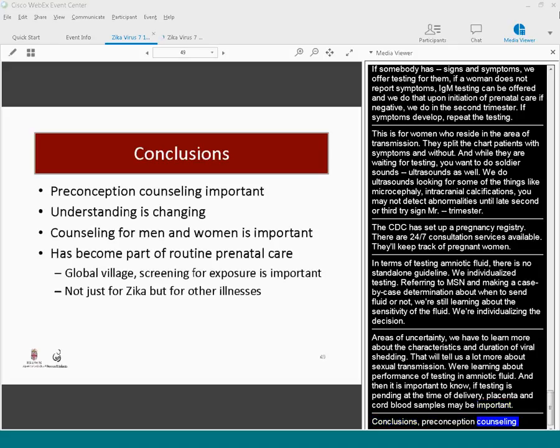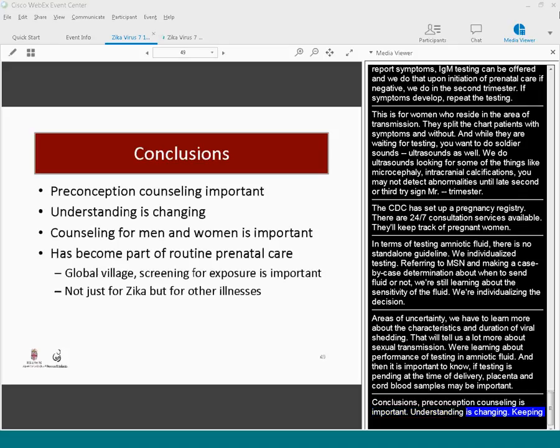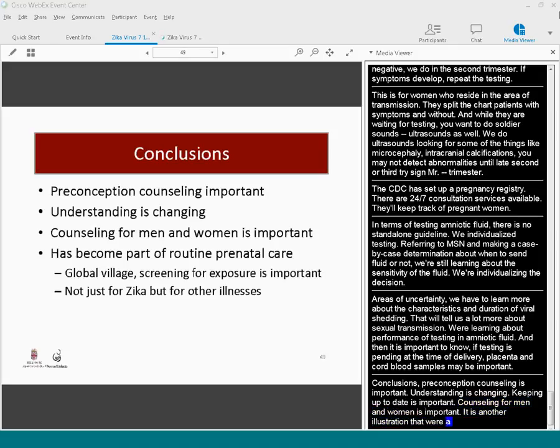So in conclusion, preconception counseling is important, so people have the right information. Understanding is changing, so keep up to date, especially with the CDC website. Remember not to exclude men from counseling, so counseling men and women is important. And it's just another illustration that we're a global village, so screening for exposure, not only to Zika but to other diseases, is very important. Thank you.